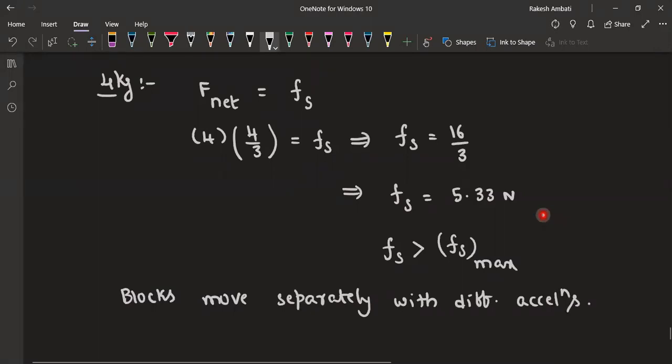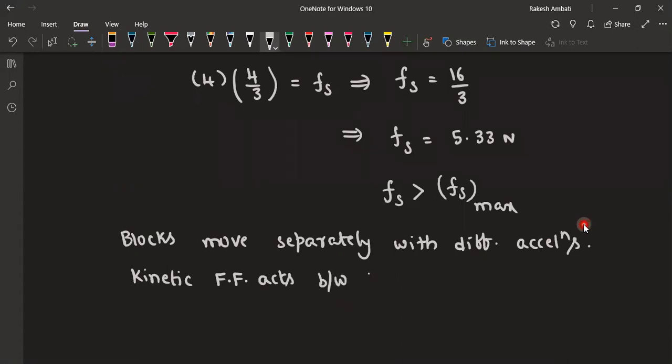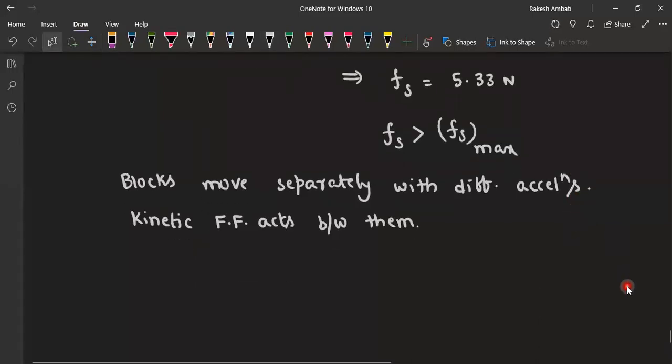If they are moving with different accelerations, what type of frictional force acts between them? Static or kinetic? Kinetic. So kinetic frictional force acts between them. Now they are moving separately with different accelerations, so we have to find both A1 and A2.